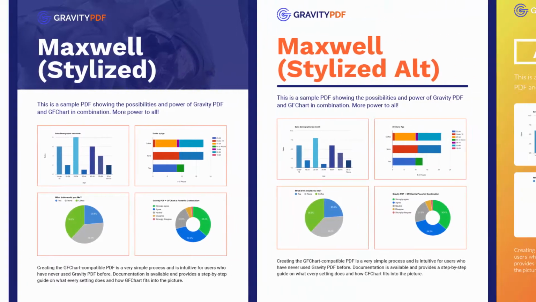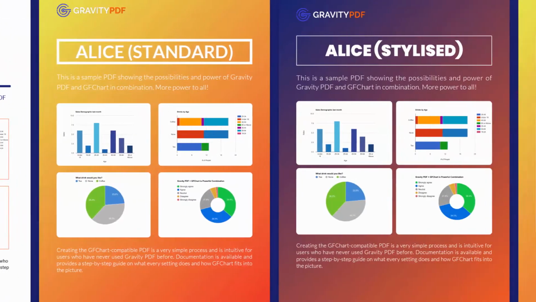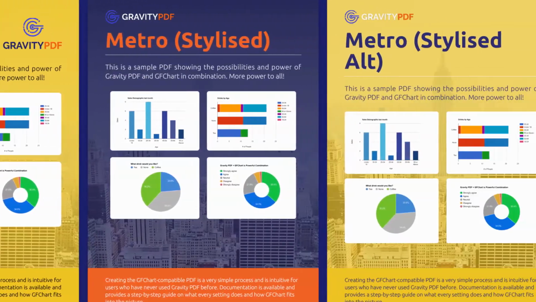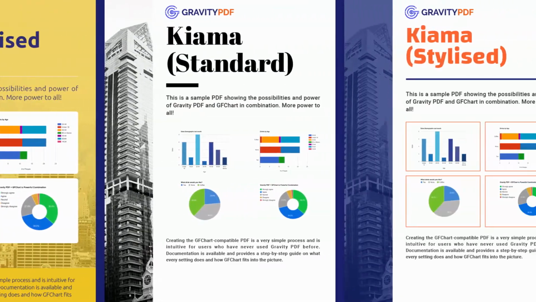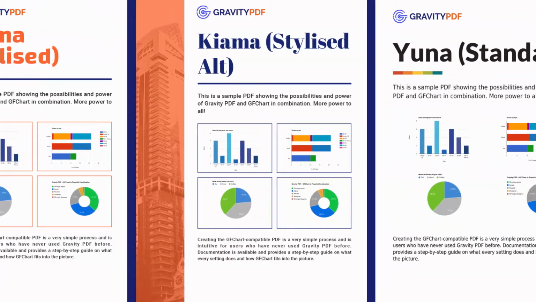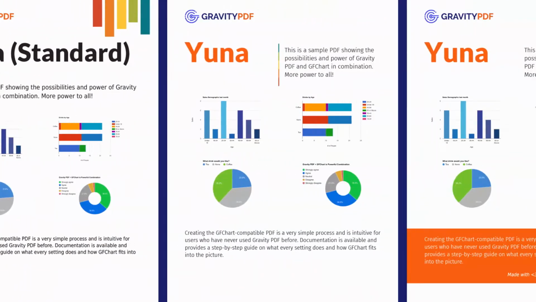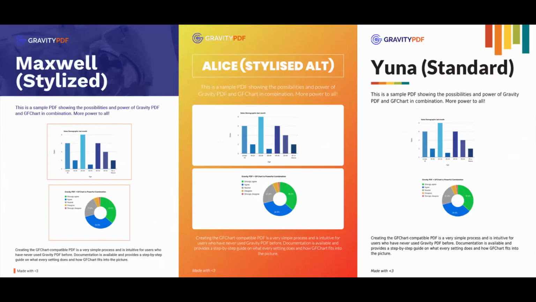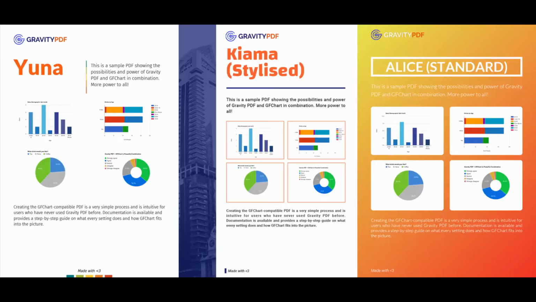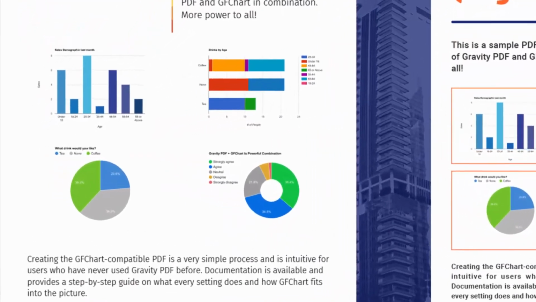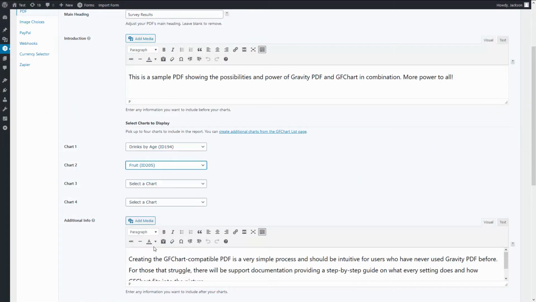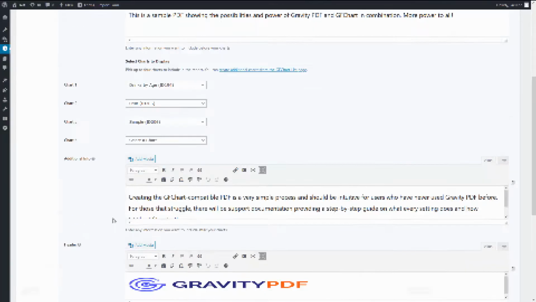Our new extension, Reports for GFChart, includes 15 unique PDF designs to generate beautiful, informative reports, all thanks to the combined might of Gravity Forms, Gravity PDF, and GFChart. You can include 1, 2, 3, or 4 charts in a single PDF report, and even combine charts from multiple forms to give you even greater insights.